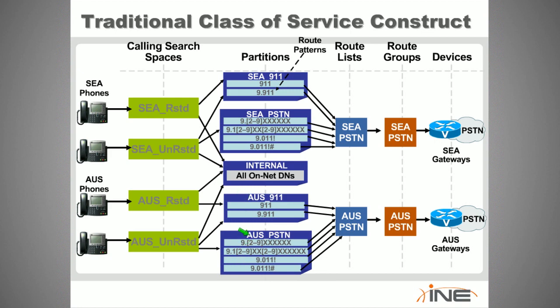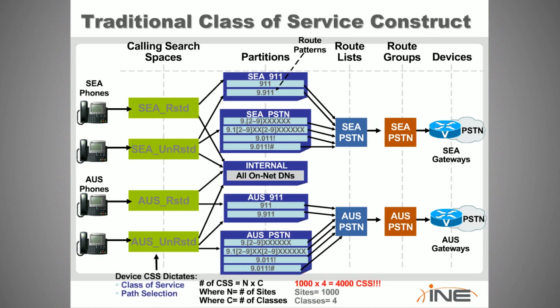We have to create two partitions for each city, and this is just if we only want two classes of restriction or two classes of service, being restricted for Austin and unrestricted for Austin, restricted for Seattle, unrestricted for Seattle. So device calling search space indicates the class of service and the path selection.